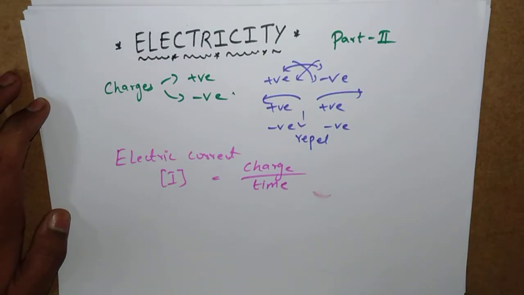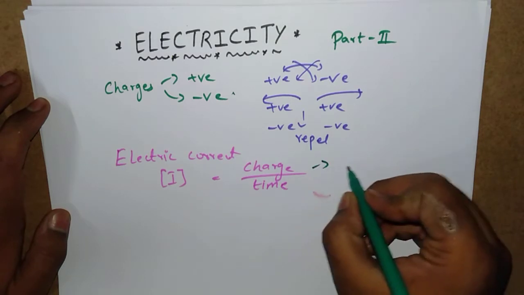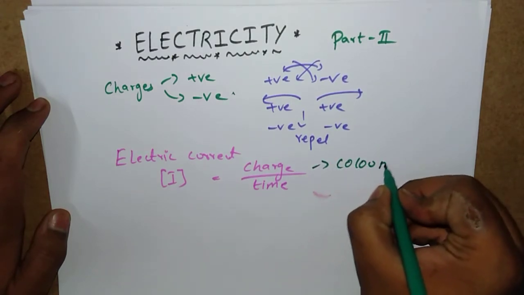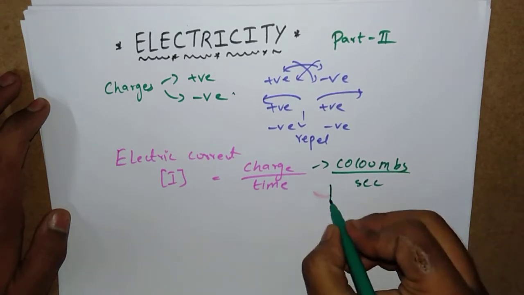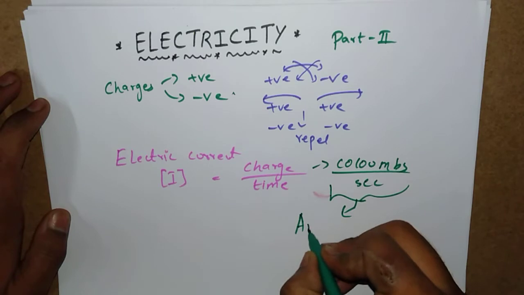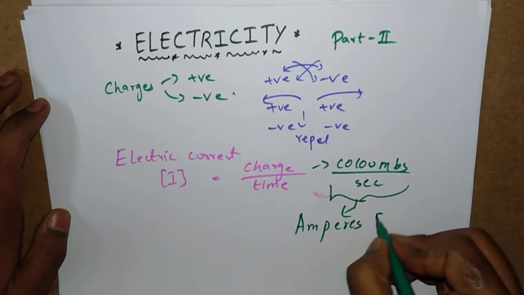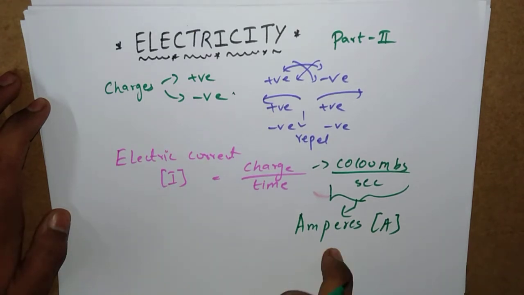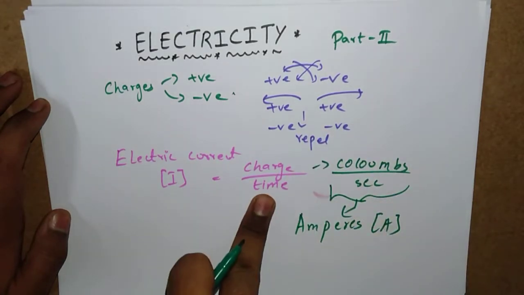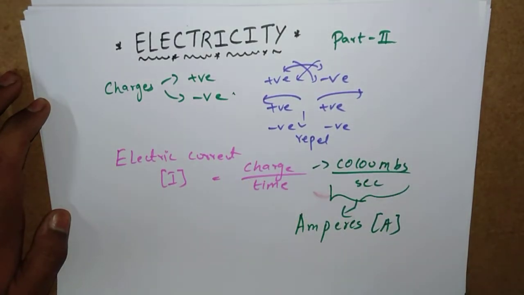So what will be the unit for electric current? The unit of charge is coulombs, and the unit of time is seconds. In physics, coulombs per second is known as amperes, and it is denoted by the letter A. So the unit for current is amperes. Electric current is the number of charges passing through the cross section of area of the wire per unit time, that is, charge per time. So the unit for electric current is coulombs per second, which is nothing but amperes.